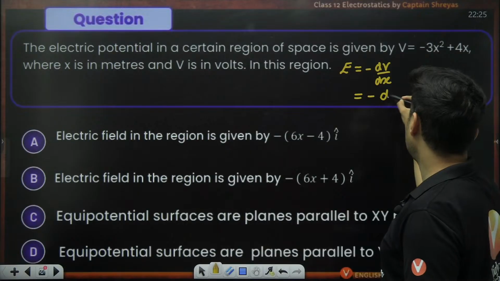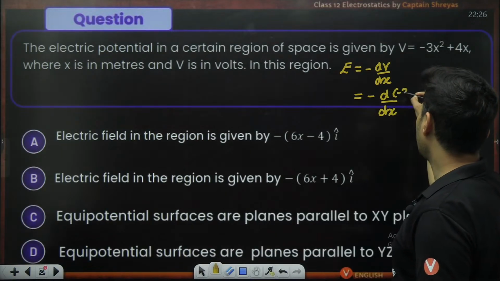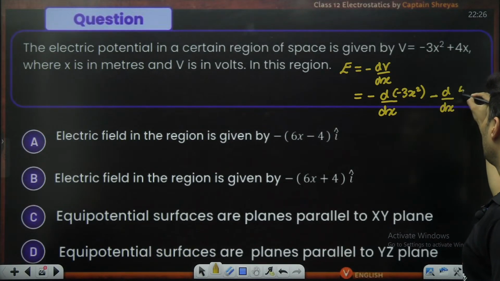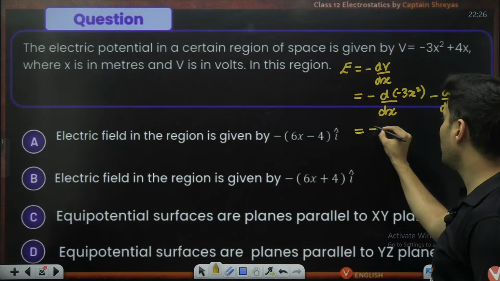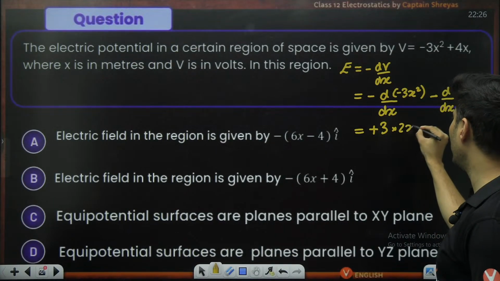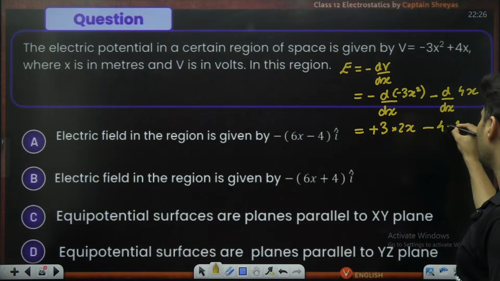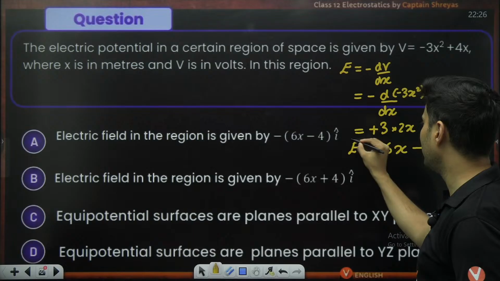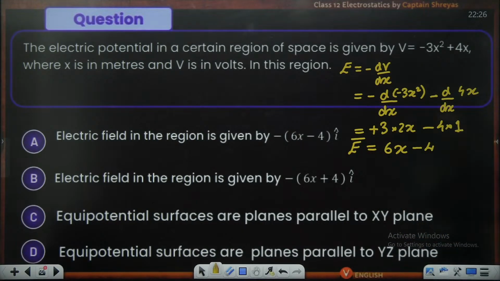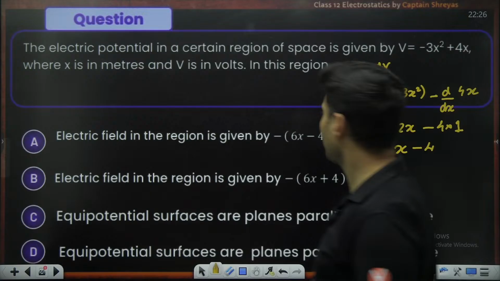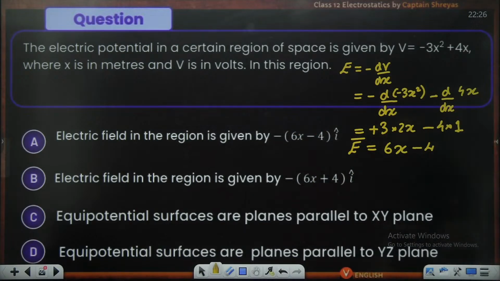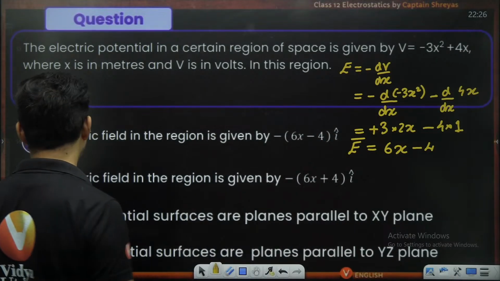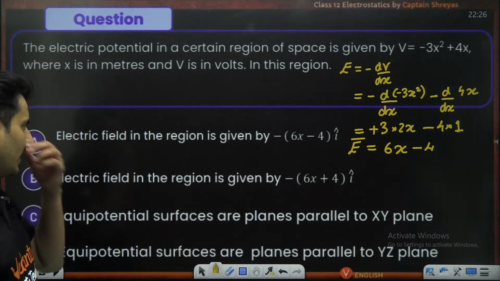So negative d by dx of minus 3x square, minus d by dx of 4x. So minus minus is plus, so plus 3, x square's derivative is 2x, and 4 will be there, x's derivative is 1. So it will be nothing but 6x minus 4 is the electric field. Yes, 6x minus 4 is the electric field in that region.